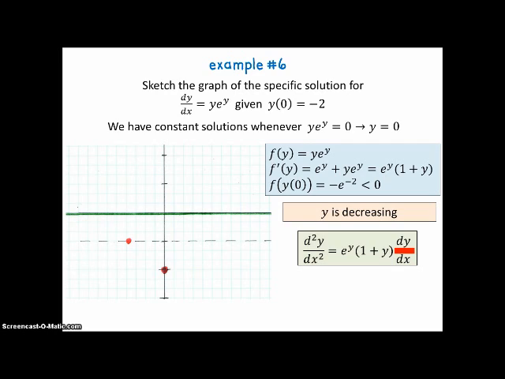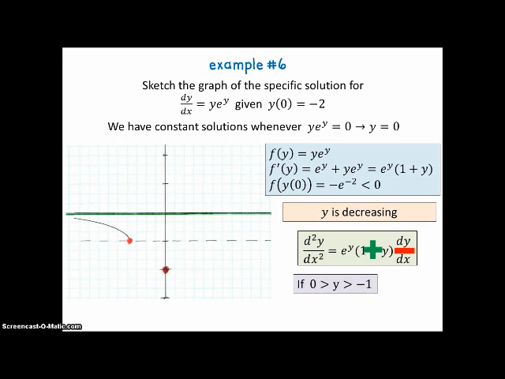And we know that dy/dx is always negative. And if y is between 0 and -1, then we're going to have a positive f prime of y. And so we have a negative second derivative, which means we have concave down. And so it's going to look something like that. They're above the line, between the lines y equals 0 and y equals -1.